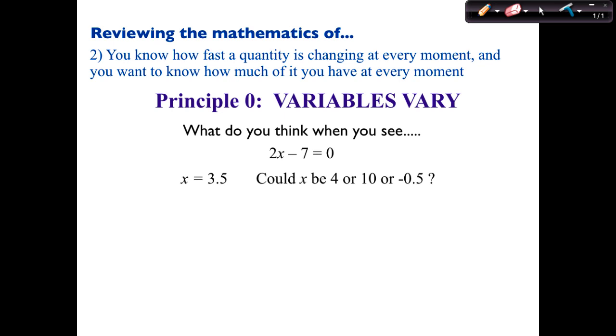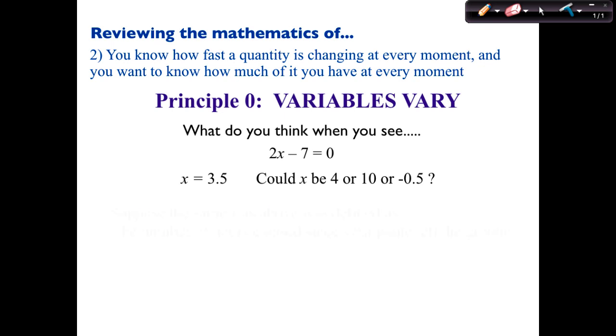What about this? Could x be 4 or 10 or say negative 0.5? Could it be those things? It could? Why? What's that? It can be changing. Okay. So if 2x minus 7 equals 0, how could x be 4 or 10? So the idea is that x could be 4, it's just that what would happen? It'd be wrong, right? The equation wouldn't be true.